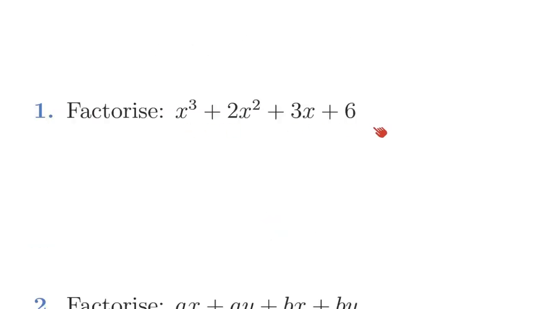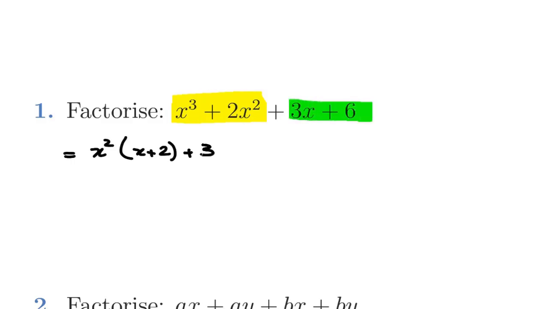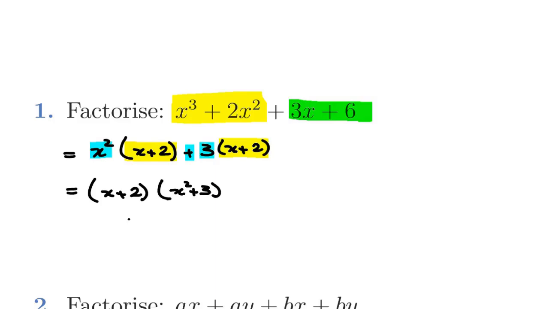We are going to factor this. Let's do it like this. First, let's carefully factor out the x squared term right here. We're left with x plus 2. Here, let's factor out a 3. Again, we're left with x plus 2. Now, let's factor out x plus 2 as a common factor. So what's left? We're left with x squared plus 3. It was asking us to factor it, so this is our answer.